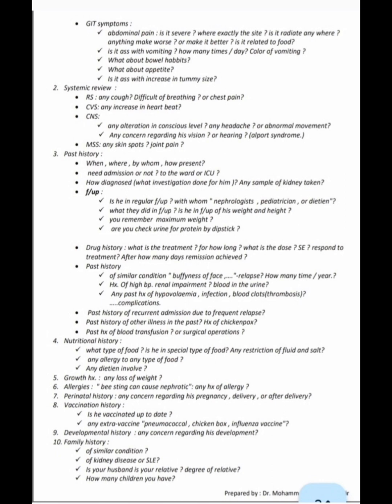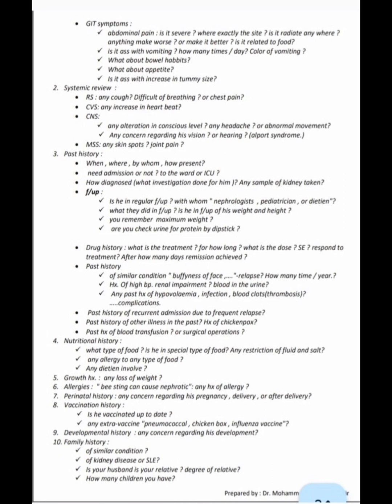History of high blood pressure, renal impairment, blood in the urine, we ask. Any past history of hypovolemia, infection, blood clots, thrombosis and complications, we ask. Past history of recurrent admission due to frequent relapse, past history of other illness, history of chickenpox, and past history of blood transfusion or surgical operation, we ask.